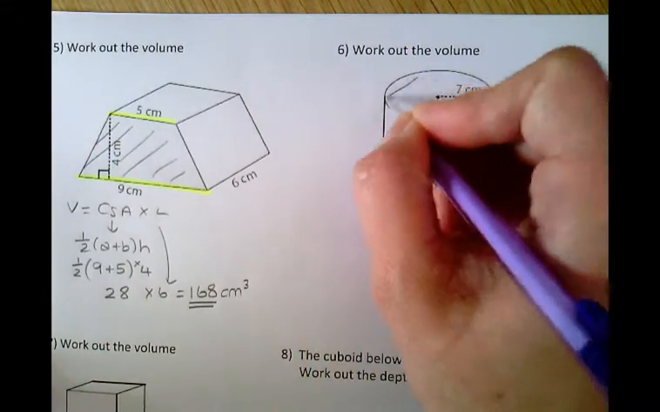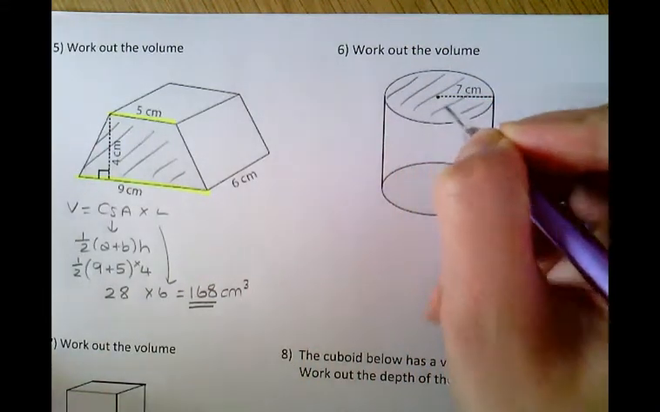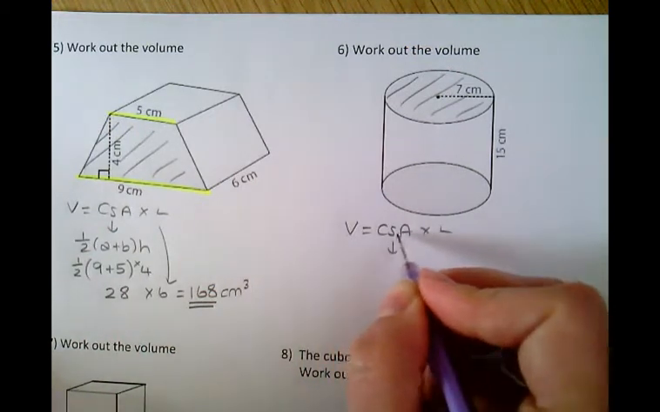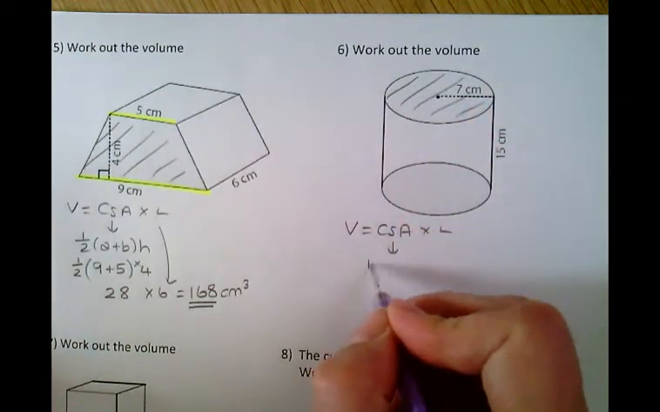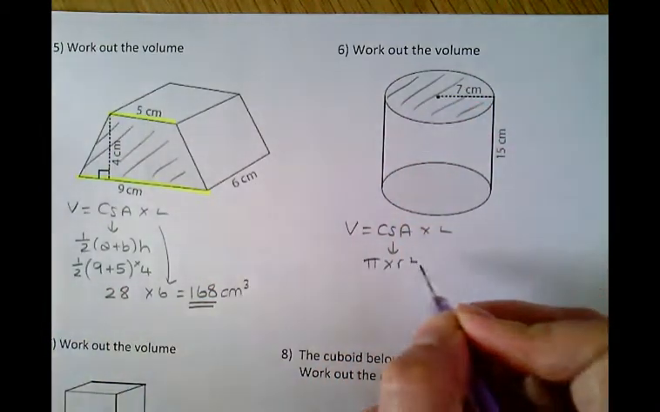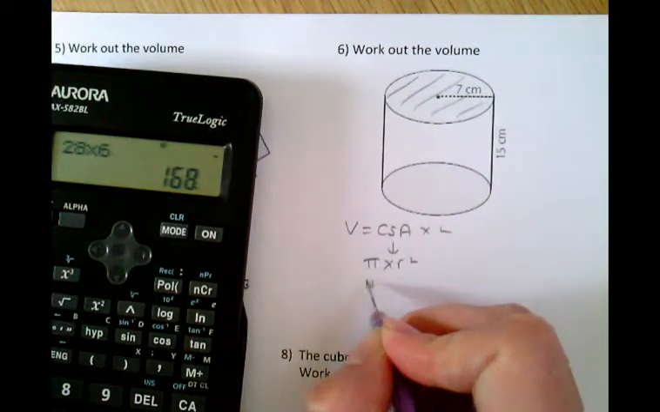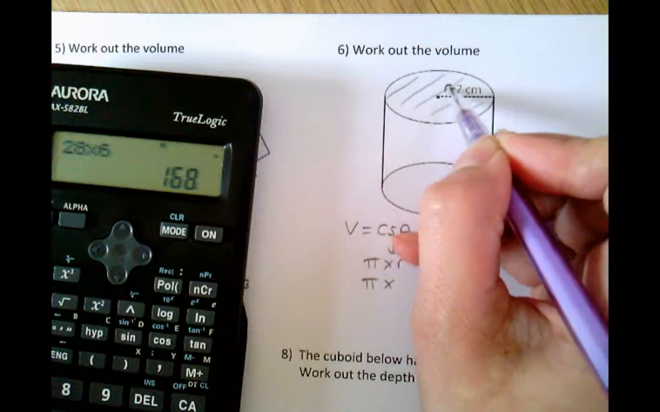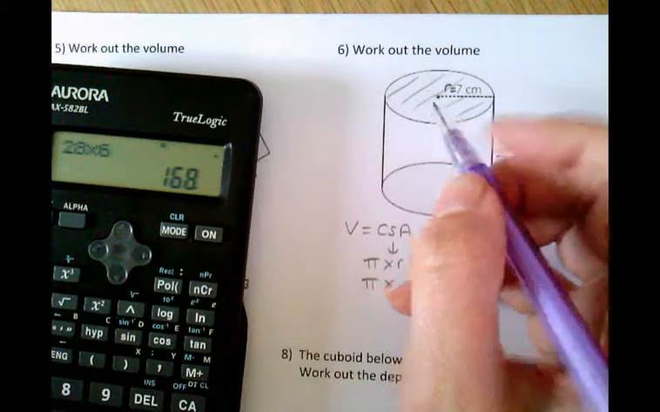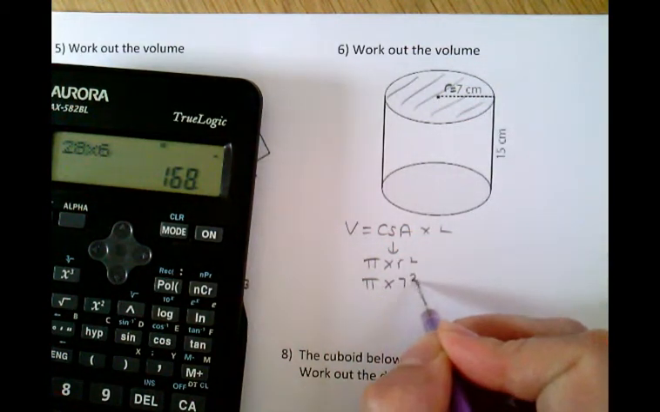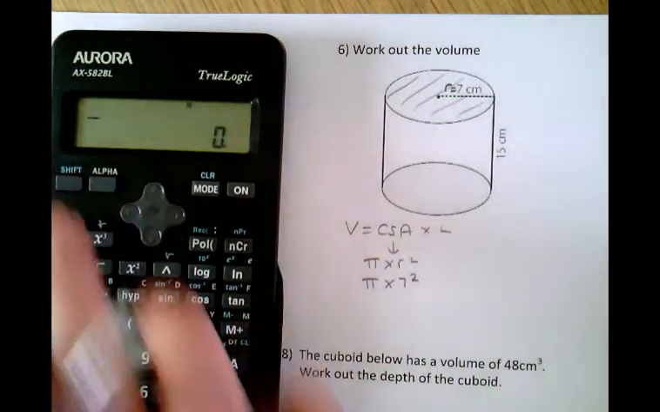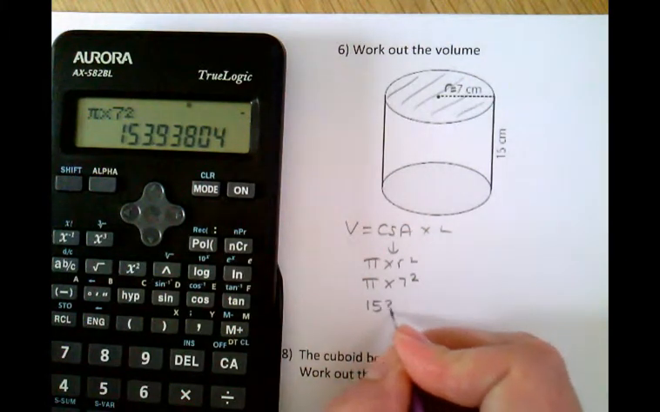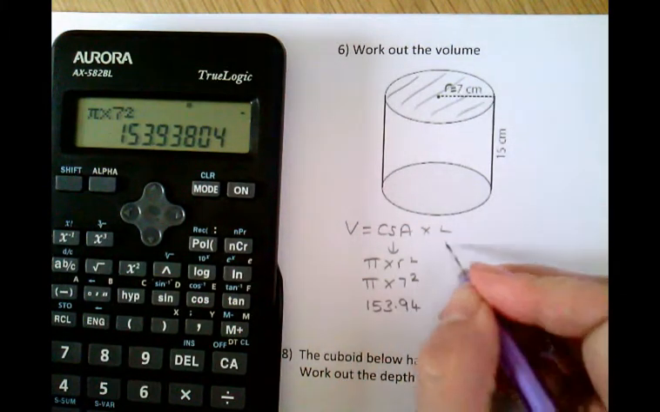This is a cylinder this time, so your cross-section area is a circle. So volume equals cross-section area times length. Your cross-section area is the circle, so the area of a circle is pi times radius squared. So we need to work that out first. So pi times, and if you go to the circle, that 7 that they've given you is your radius, so you just use it as it is. The radius goes from the middle out. So pi times 7 squared then. So pi times 7 squared gets you 153.94 for your cross-section area.